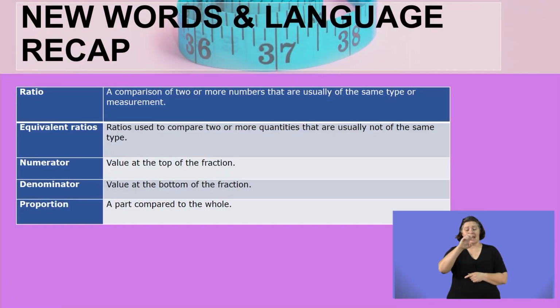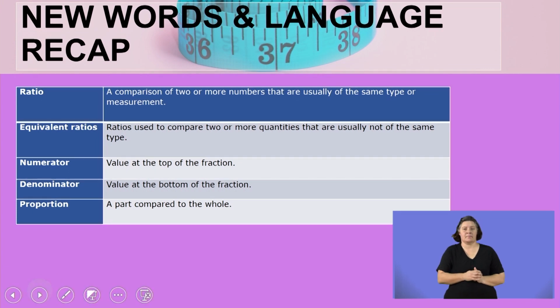Just to sum up, the new words that you learned: ratio. Remember, ratio is a comparison of two or more numbers that are usually of the same type or measurement. Equivalent ratios, remember, these are two ratios which are the same. And then the numerator we said is the value which appears on top of the fraction. The denominator we said is the value that appears at the bottom of your fraction. And proportion we said we mean part of the ratio, which is part of a whole.